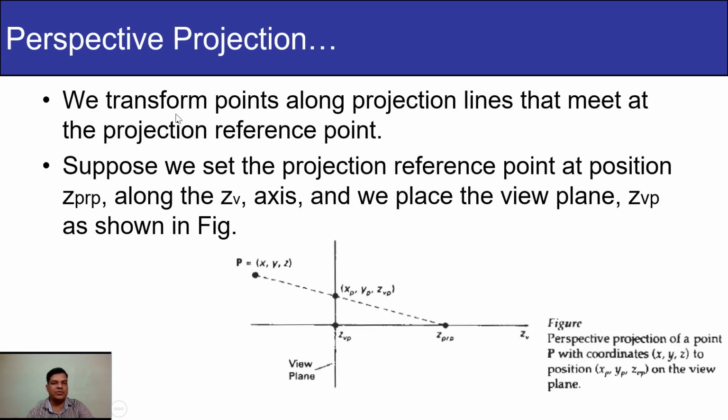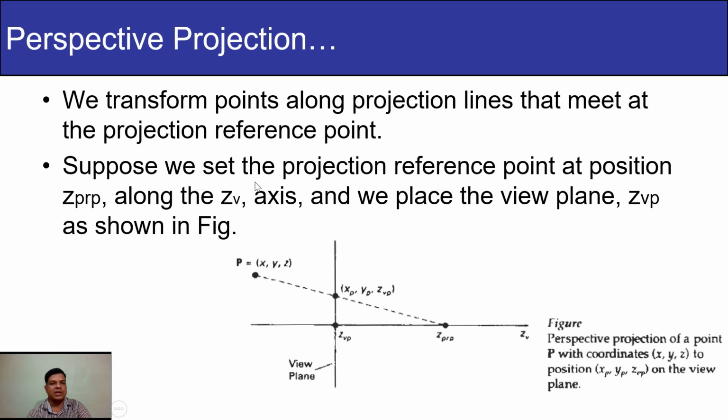Now we transform points along the projection lines that meet at the projection reference point. So here in the figure we can see that we have an object point P(x, y, z), and we have one projection line, and the projection line intersects the view plane at coordinates (xp, yp, zp). Zp is the position of the view plane along the z-axis, and zprp is the projection reference point on the z-axis.